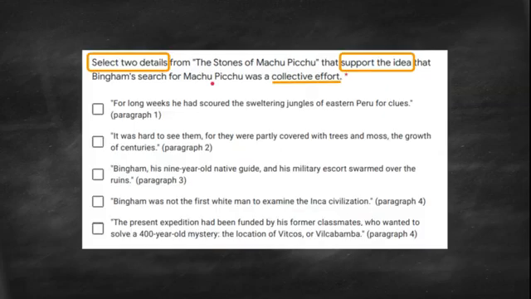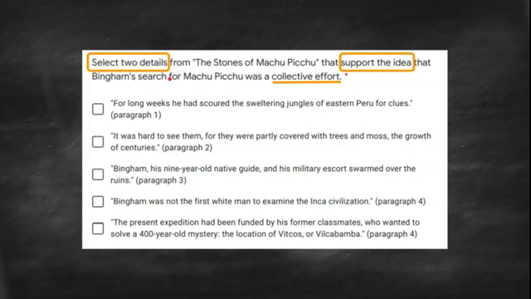Now, this one, select 2 details. You guys know if you ever see boxes, you know the trick of boxes, right? Boxes always mean pick more than one. Always. If you see circles, it means 1. If you see boxes, it means more than 1. So this tells us to pick 2. Now, we're looking for something that supports the idea that his search was a collective effort. Collective effort means it takes more than one person. It takes a team, right? We're a collective effort. We ought to all work together. So we need to find details that talk about people working together in this search.